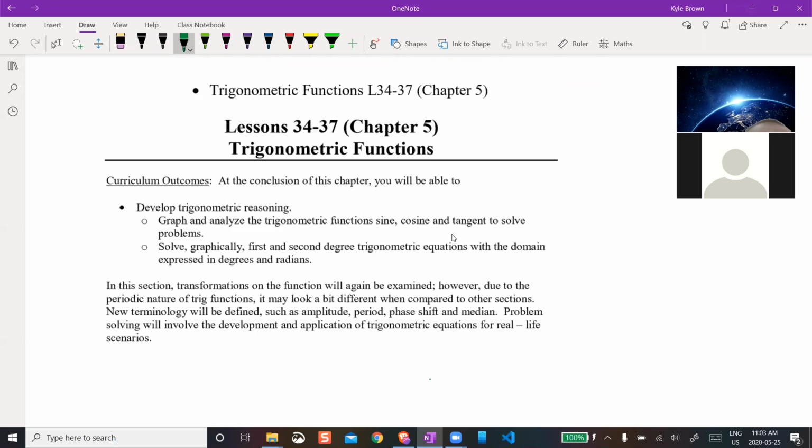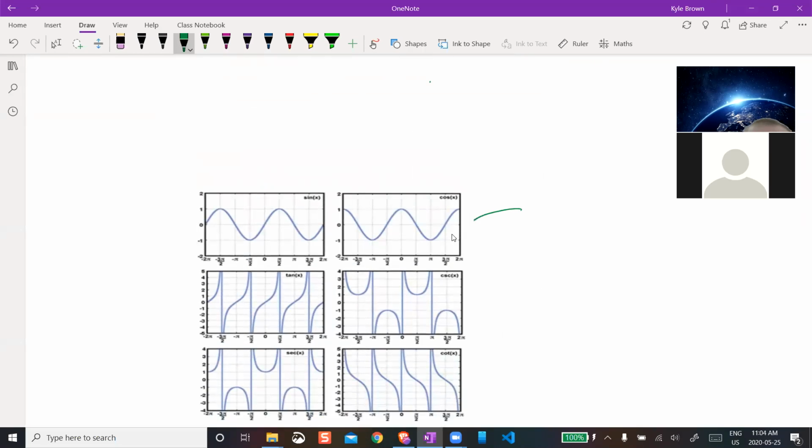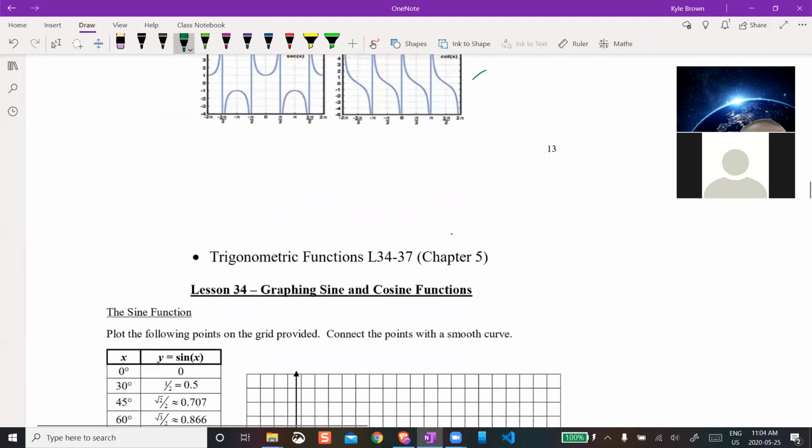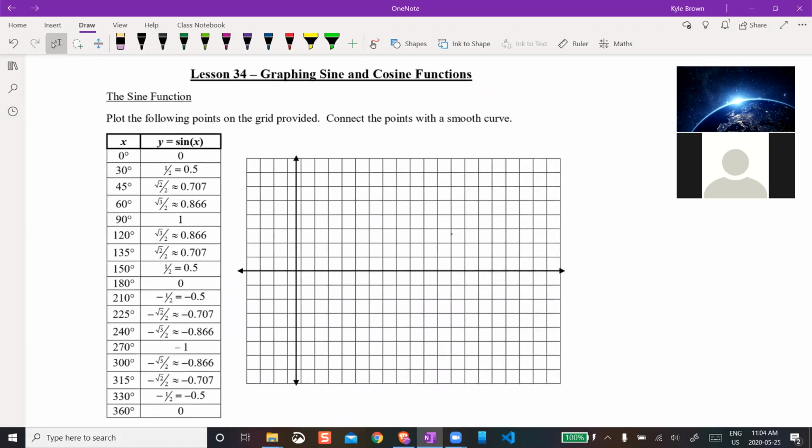But in this first lesson, I'm just going to talk about generally how we get to some of these strange looking graphs that we're going to do in a minute. So lesson 34. Really looking at the basics or basis of how do we get a sine function and how do we get a cosine function.